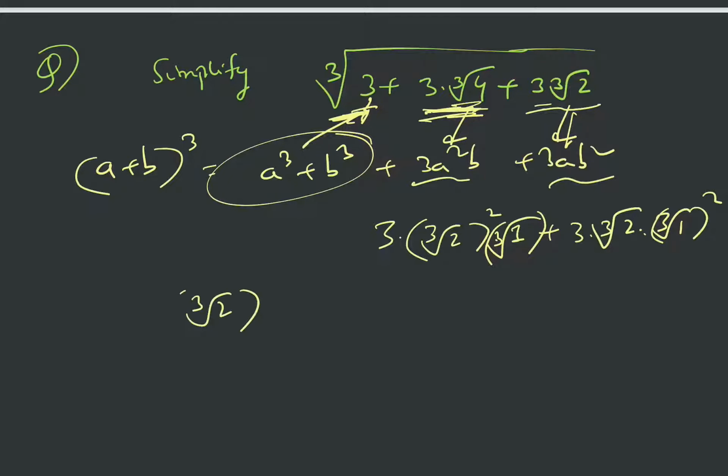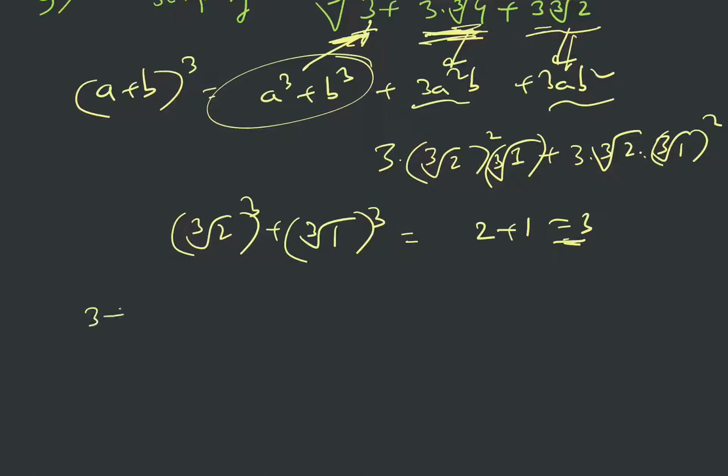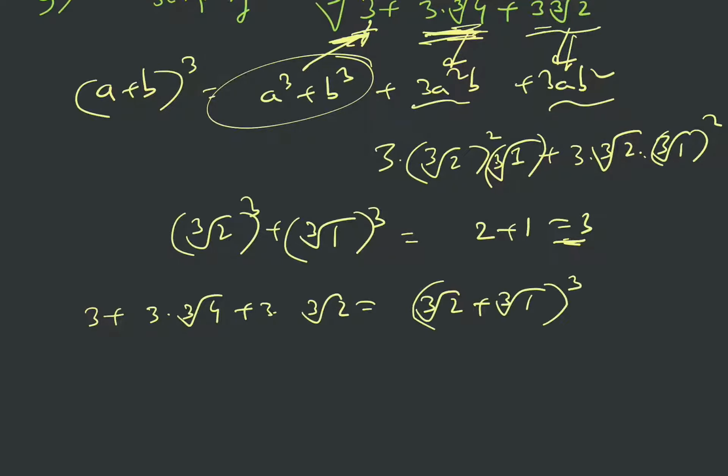So 3 you can write it as cube root 2 whole cube plus cube root 1 whole cube, right? This is nothing but 2 plus 1, which is 3, right? So everything is matching. You can write 3 plus 3 into cube root 4 plus 3 into cube root 2 as cube root 2 plus cube root 1 whole cube, isn't it?